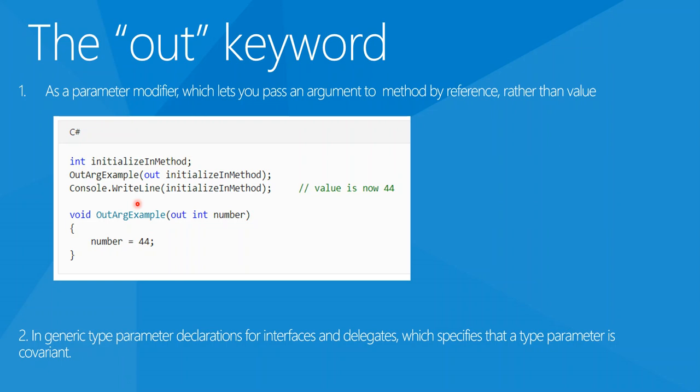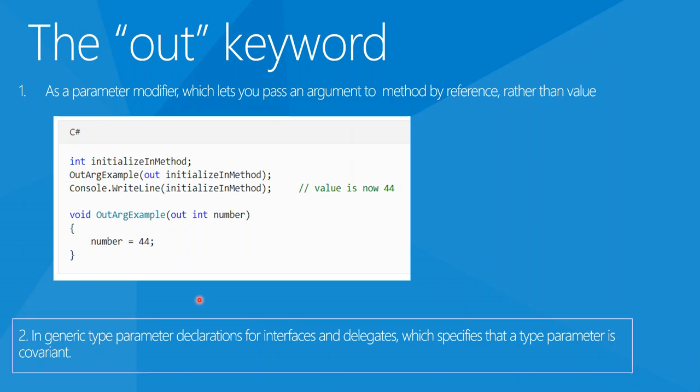Next, number two: the out keyword is also a generic type parameter declaration for interfaces and delegates, which specifies that a type parameter is covariant. I will not discuss this second point here in this slide, because in order to understand it, we have to dive into the concepts of what is covariant and what is non-covariant. I will talk about this in the next lecture.